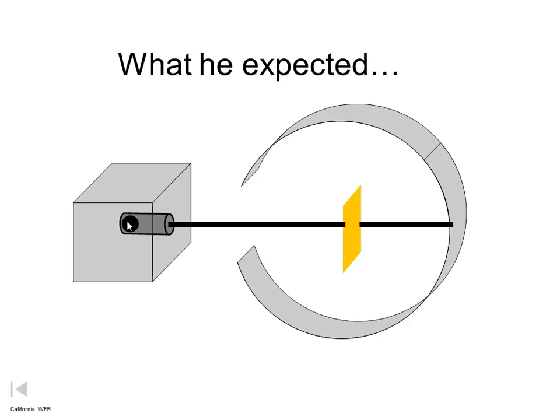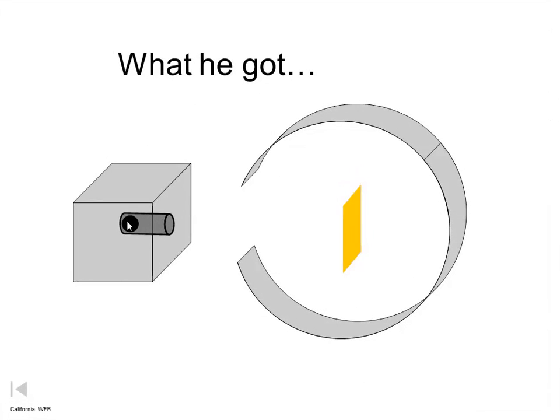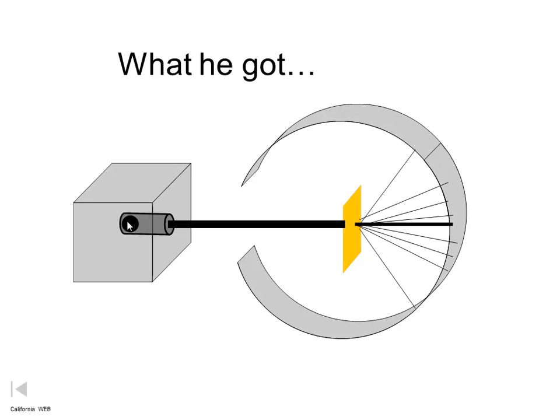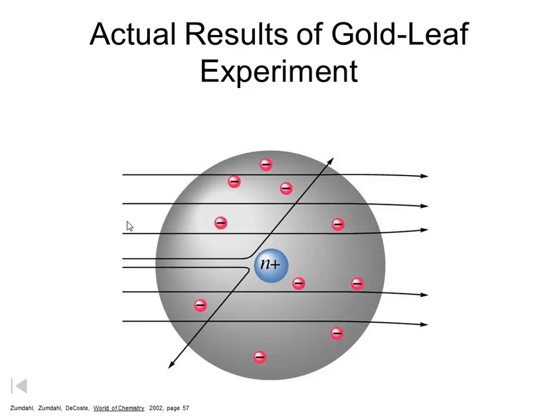What he got was some of them did pass through, but some of them were deflected. Some of them were deflected a lot. Some of them even shot right back at him. He was shocked at this. His own example was that it was kind of like if you shot a bullet at a piece of paper and the bullet bounced back at you. It's one strong piece of paper.